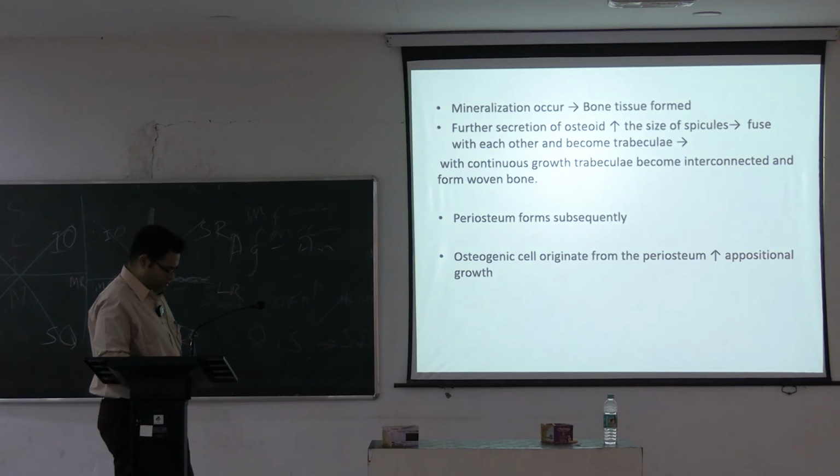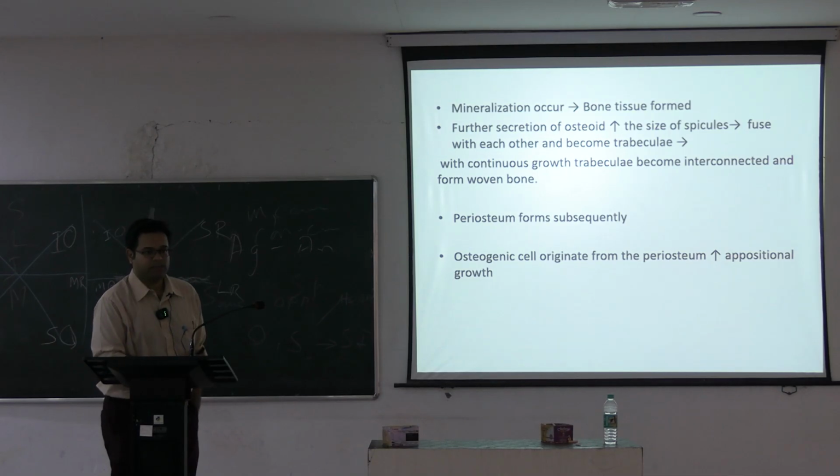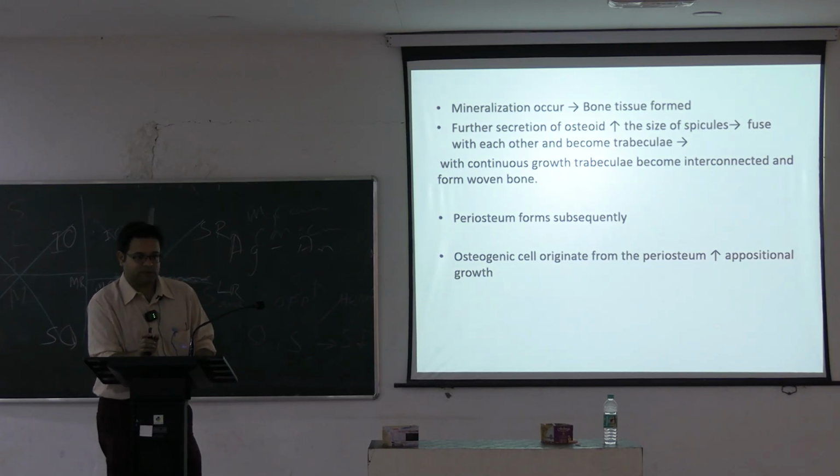And now this is the important part in the periosteum. The osteogenic cells which originate from the periosteum increase the appositional growth. What do we mean by appositional growth? Yeah, exactly. It increases the thickness of the bone. So that is responsible for the horizontal growth, not the vertical growth.